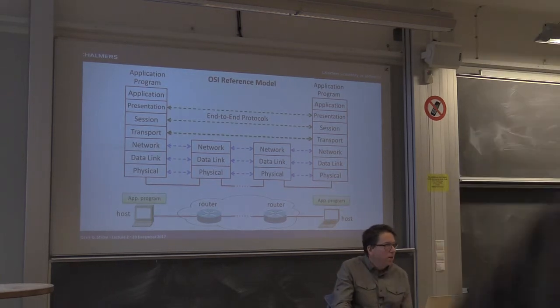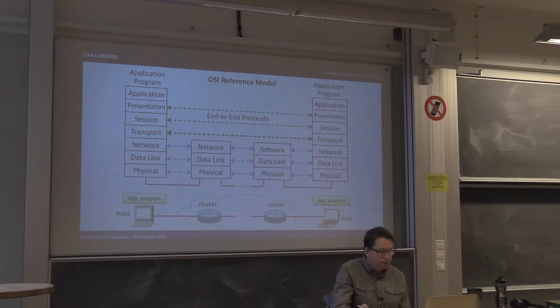Okay, so let's continue. Last time we talked about service data units, protocol data units, splitting, multiplexing, many different things. We also talked about the OSI model consisting of, in principle, 7 layers with different names. And then we talked a little bit about the services which are provided by these layers.